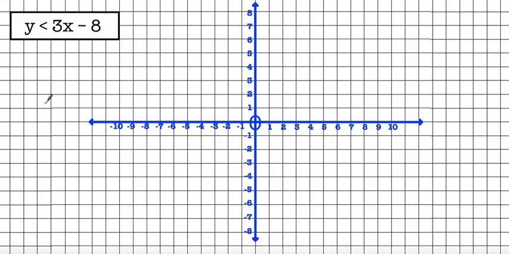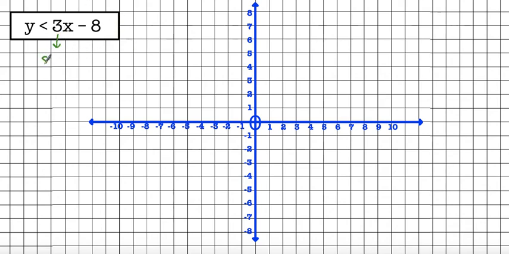So here we have an example. Y is less than 3x minus 8. We're going to start off by just graphing this as we normally would with a linear equation. And because it's y is less than 3x minus 8, just be mindful that we're going to use a dashed line. So here, we're going to graph this as we normally would.